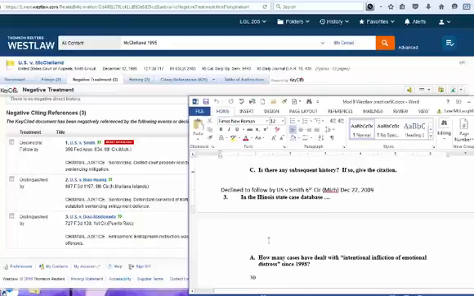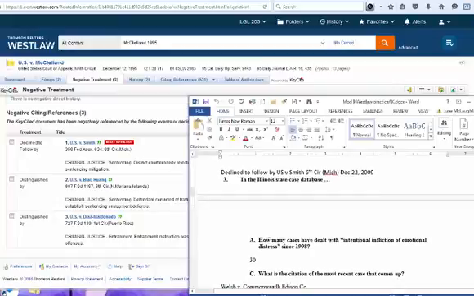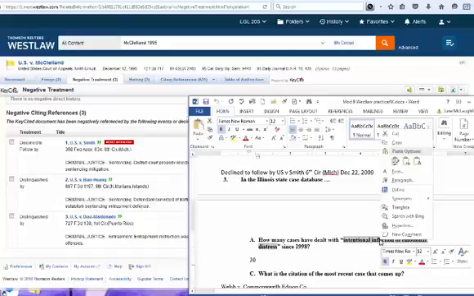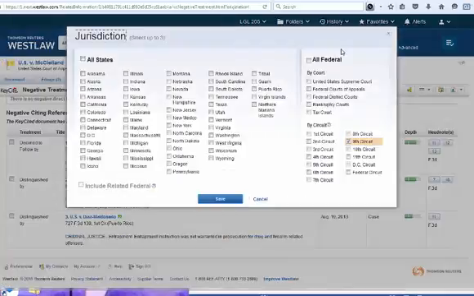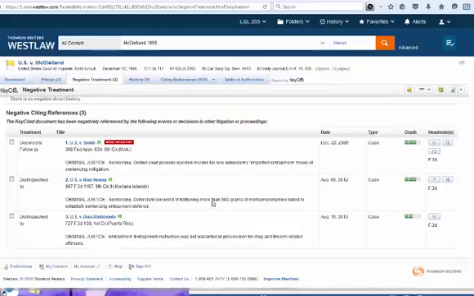In the Illinois state database, how many cases have dealt, okay, so now moving on. Now we're going to ask questions about the Illinois state case database. So I'm going to go up here, and because I'm lazy, I'm going to do this now, 1998. The question is, in the Illinois state case database, how many cases have dealt with intentional infliction of emotional distress since 1998? We're going to go back up here. Now we only want Illinois. We don't want any federal. I'm changing my database.